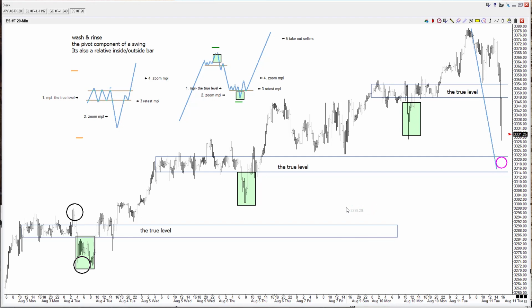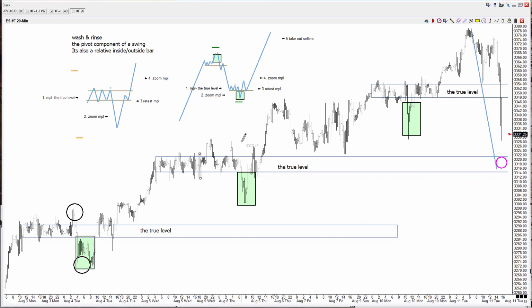So I'm giving details, but it's really simple. Boom, boom, boom, stretch. Nope, changed their mind. So what this actually is, it's an outside bar. It's a relative outside bar, which I'll be talking about later on in price action. So you can think of it like this.